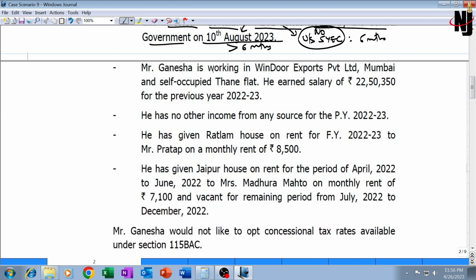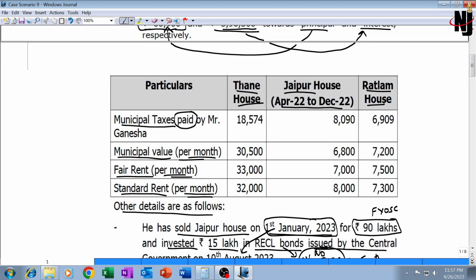Mr. Ganesha is working in Windor Exports Private Limited, Mumbai, and has a self-occupied Thane flat. Out of the three properties, Thane flat is self-occupied. So we will just come back here and write it down. Thane flat is self-occupied property. Therefore, whatever details are given, including municipal tax, are not required at all. Everything will be nil, nil, nil. NAV we will start with, NAV will be nil.